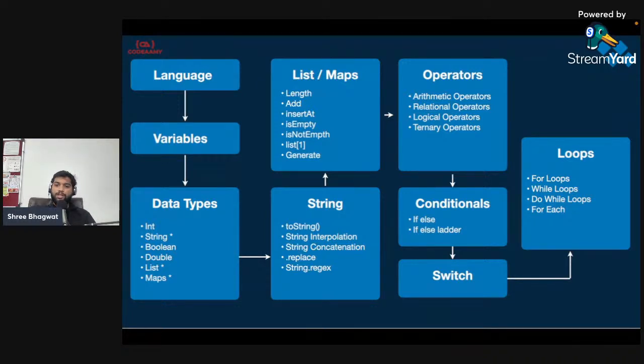Relational operators are greater than, less than. If you want to find if the value of a is greater than the value of b, then you will have to use relational operators. What are logical operators? Logical operators are and, or. If you want to check two conditions together, then you will put an and logical operator. And if you want to check if either one of the conditions is true, then you will put the or logical operator. And ternary operators are a short form for if else, where you use the question mark and the colon.